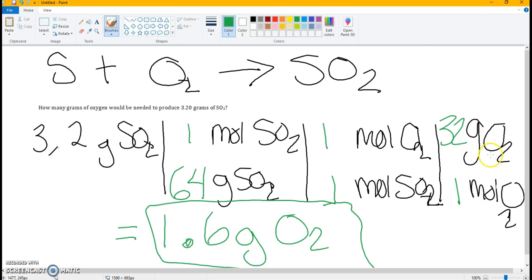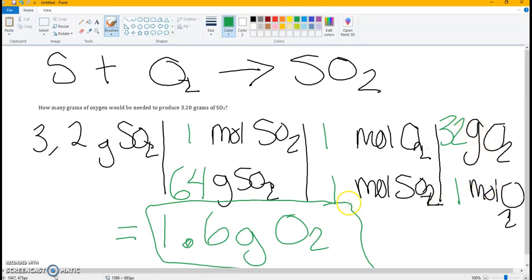Alright, so here I have it. My grams of sulfur dioxide on bottom, then I go to moles of sulfur dioxide. I use my molar ratio from the balanced chemical equation to get my new amount of oxygen. And then I go from moles of oxygen to grams of oxygen. I use my periodic table to get from grams to moles. I use my balanced chemical equation to get from moles to moles. And I use my periodic table to get from moles to grams.